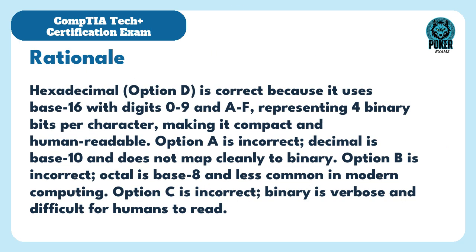Rationale. Hexadecimal, option D, is correct because it uses base 16 with digits 0 to 9 and A to F, representing 4 binary bits per character, making it compact and human-readable. Option A is incorrect. Decimal is base 10 and does not map cleanly to binary. Option B is incorrect. Octal is base 8 and less common in modern computing. Option C is incorrect. Binary is verbose and difficult for humans to read.